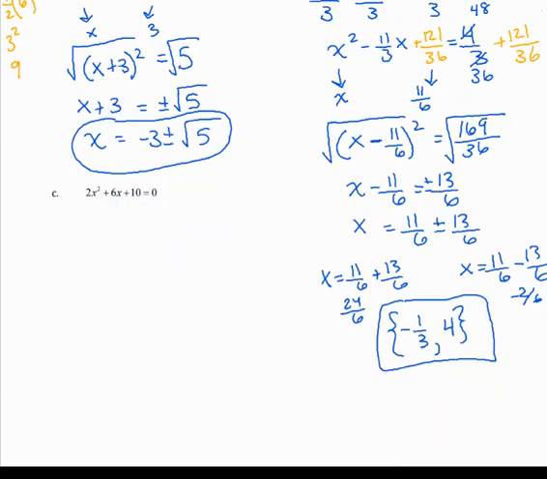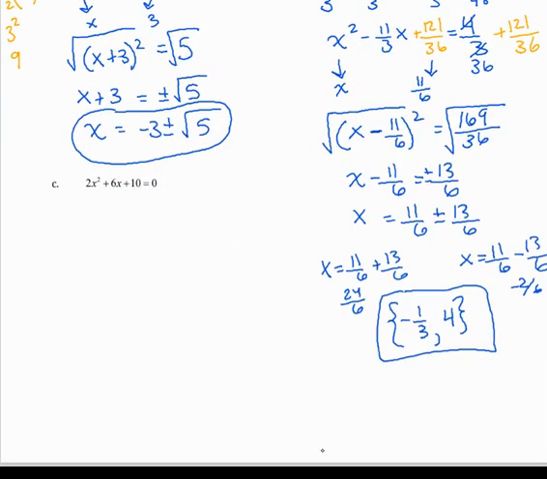Okay, please use completing the square to try part C. You can always then use the quadratic formula to double check your answer, but solve by completing the square.